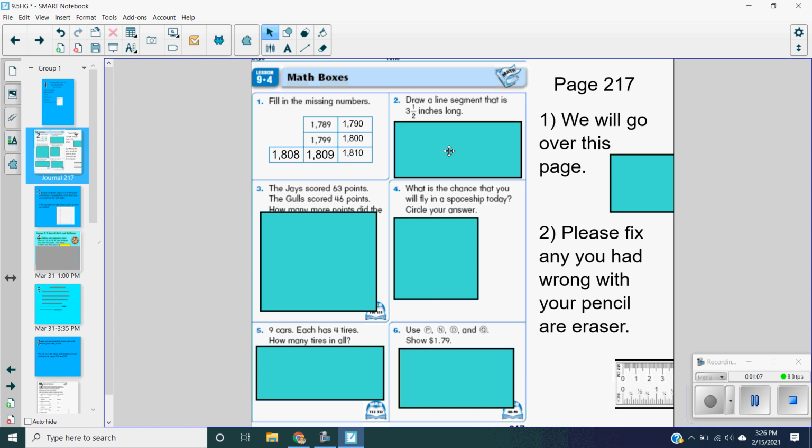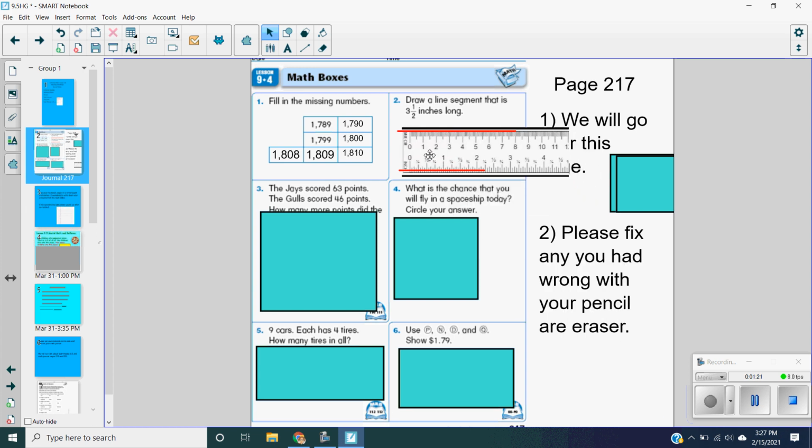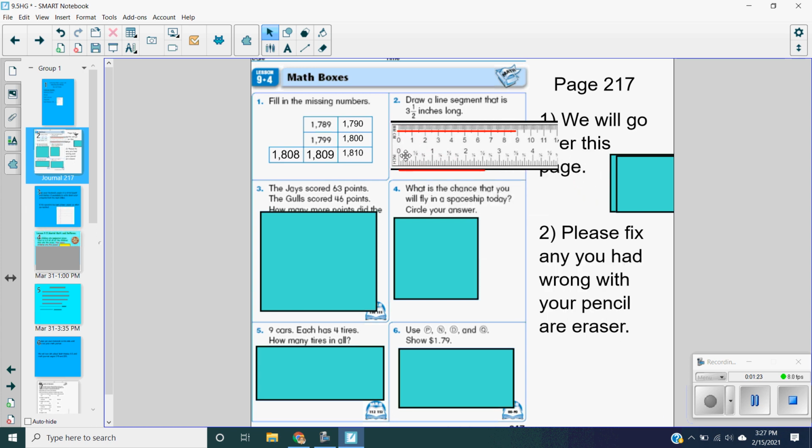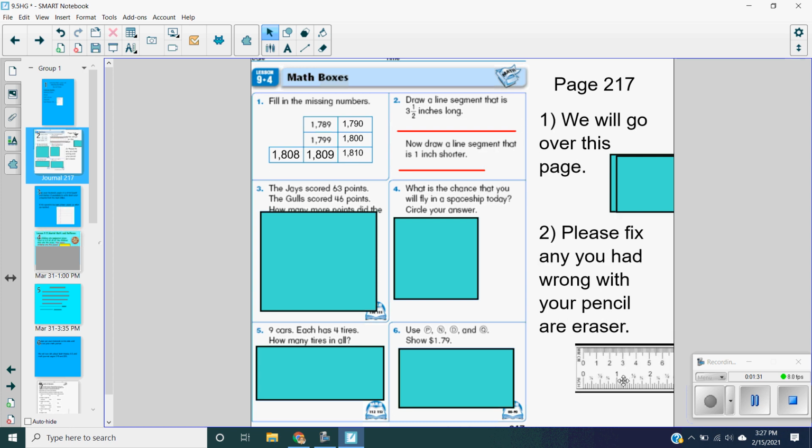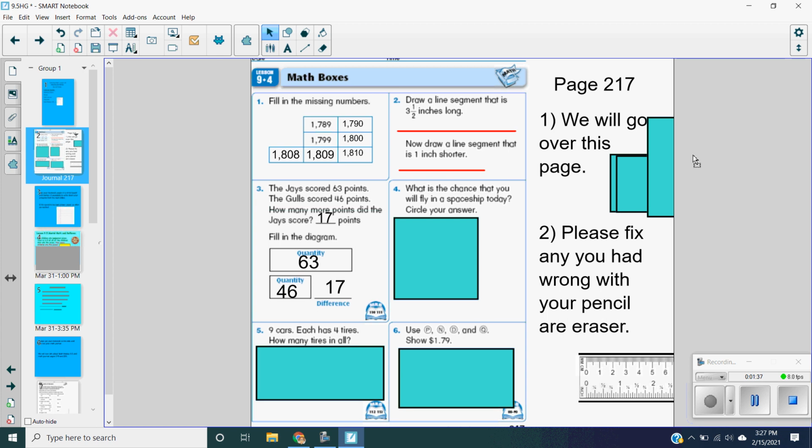For question 2, draw a line segment that is 3.5 inches long, and then draw a line segment that is 1 inch shorter. So your second line segment should be 2.5 inches long. And I'll see if I can show you mine. You can see how I line up my 0 and my 2, and it's right at 2.5, so right in between 2 and 3. For question 3, the Jays scored 63 points, the Gulls scored 46 points. How many more points did the Jays score? So I have my 63 and my 46, and I'm subtracting to find 17 as my difference.